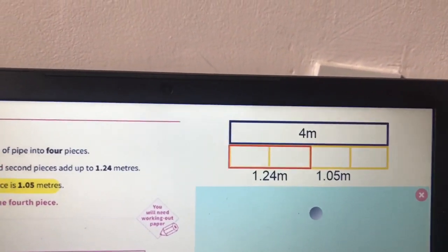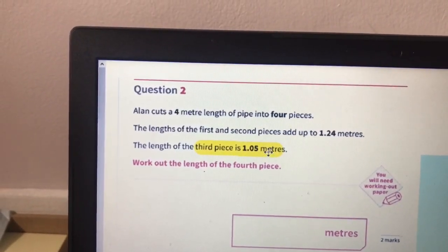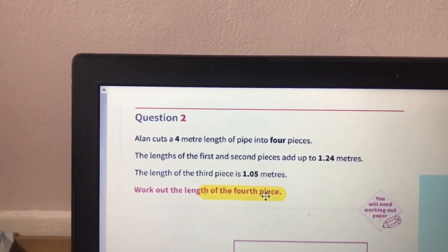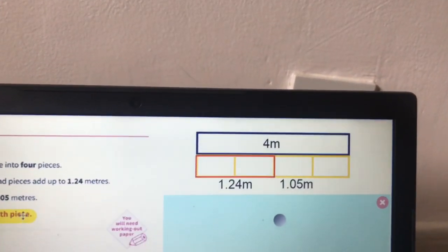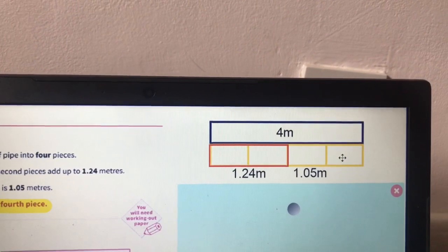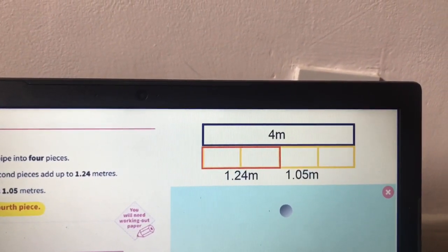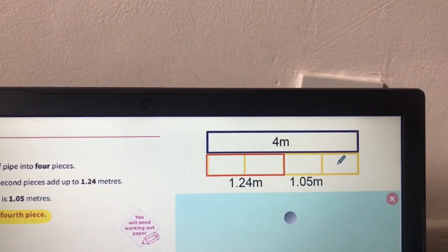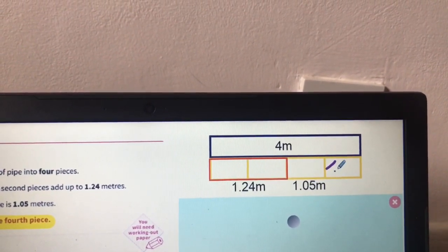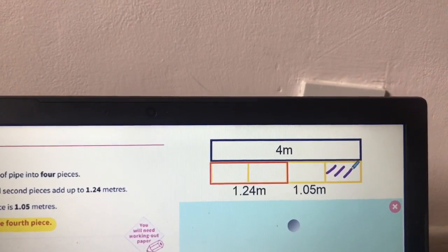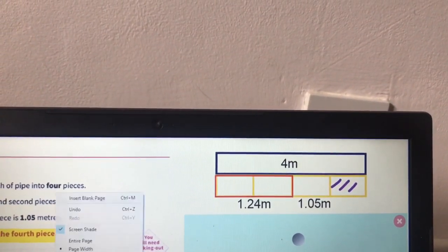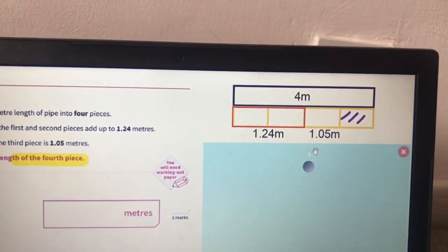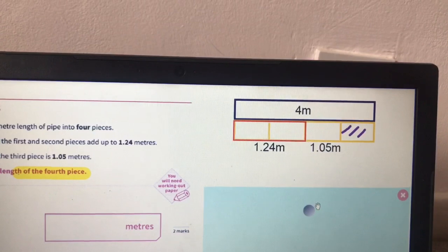So we need to work out, as it says quite clearly here, the length of the 4th piece. So I need to work out the missing value of this piece. If I just grab a pen, I can show you exactly which block I'm trying to work out the value for. So it's this piece here that I need to work out the missing value for. Okay? Because we already know the first 3. It's been given to us in the actual question.